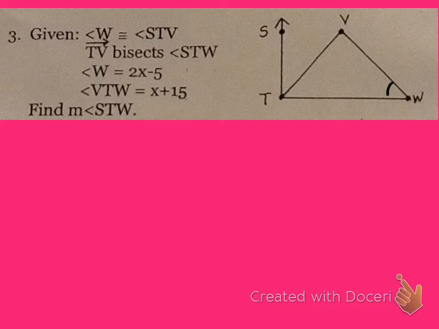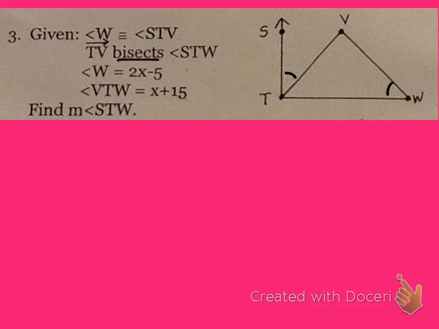So in those cases, we would need to use the 3 letters to be specific about which angle T we're talking about. But the first given says angle W is congruent to angle STV. Angle STV is here, angle W is there. I'm going to show that they're congruent with tick marks. We're also told that ray TV bisects angle STV.